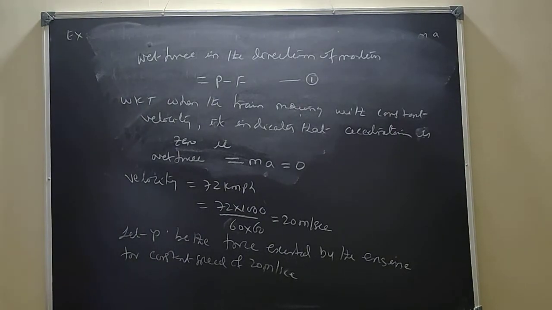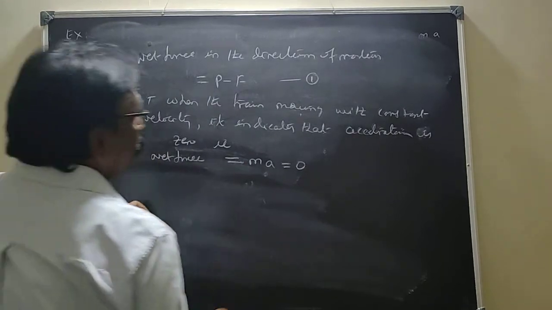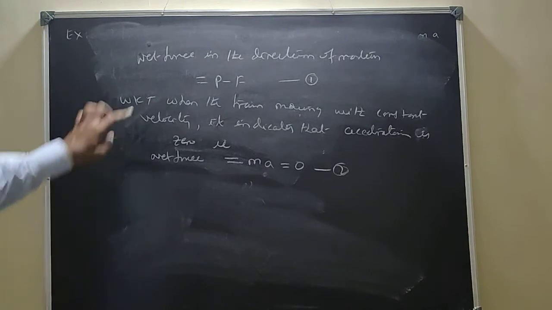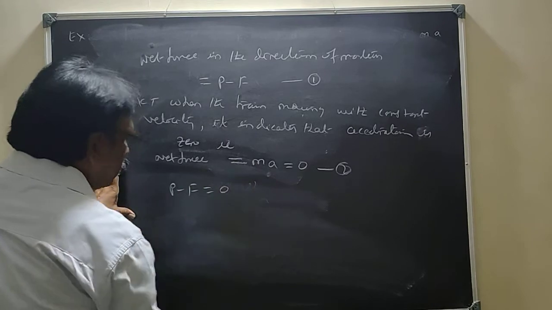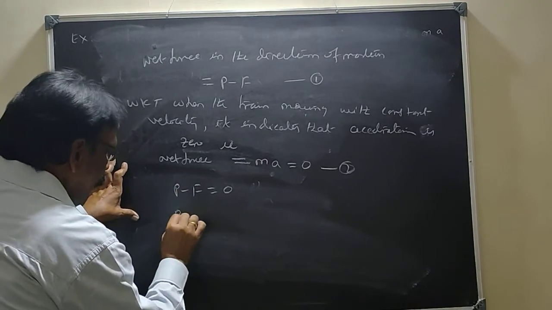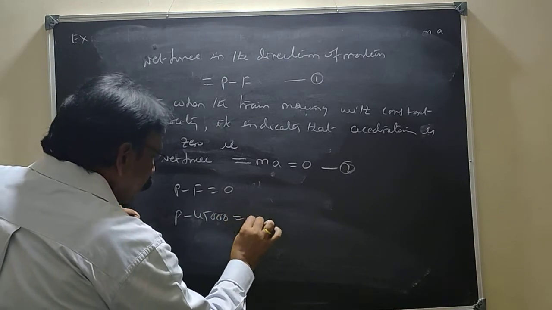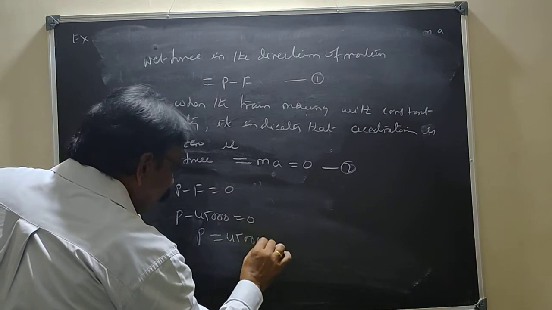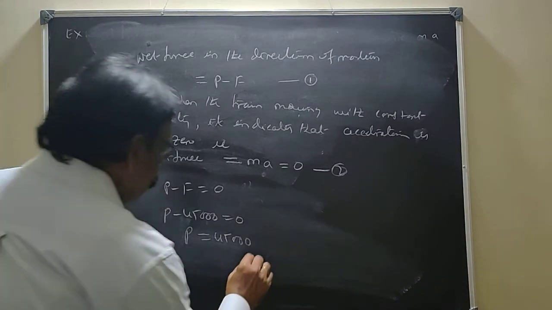So therefore, this also speaks about the net force, and here also the net force equals P minus F, which is equal to 0. So P minus 45,000 is equal to 0. That means P is equal to 45,000 Newton. So much Newton of force is required.